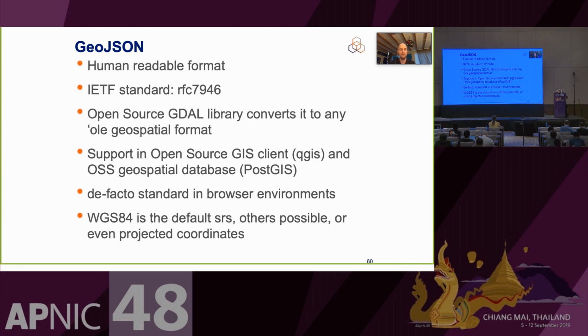There's a very good open source client called QGIS, which supports it. There is a Postgres database extension called PostGIS that has very good support for it. It's the de facto standard in browser environments due to libraries like Leaflet and OpenLayers. And WGS is the default SRS for mapping stuff to the world because of GPS and because of its relative accuracy. Next slide.